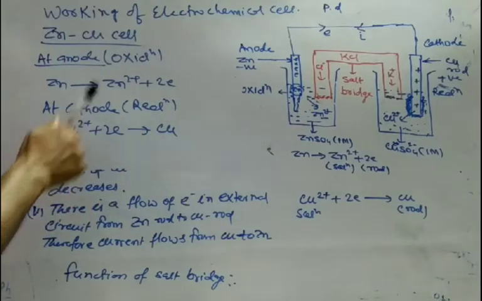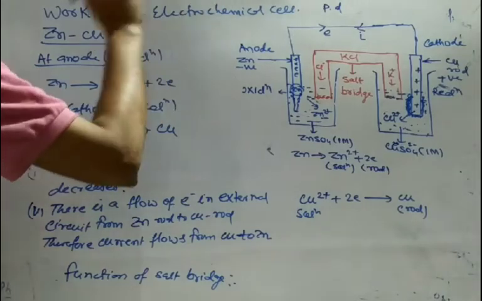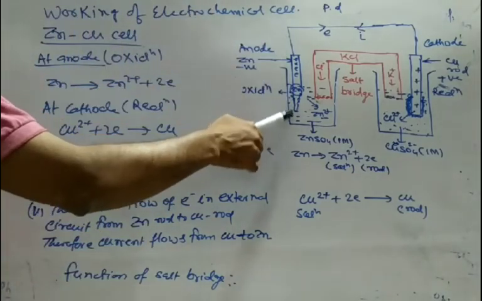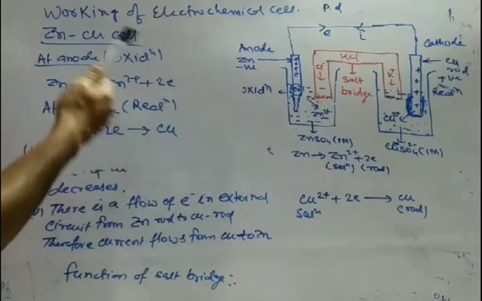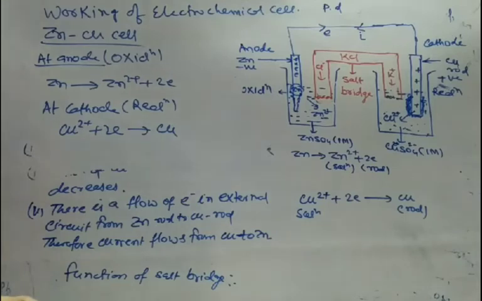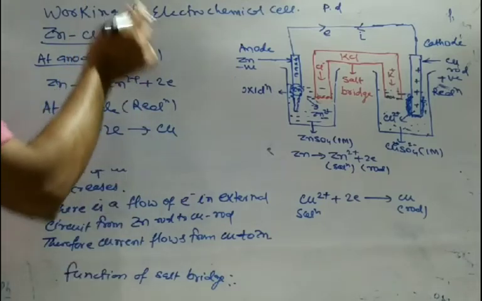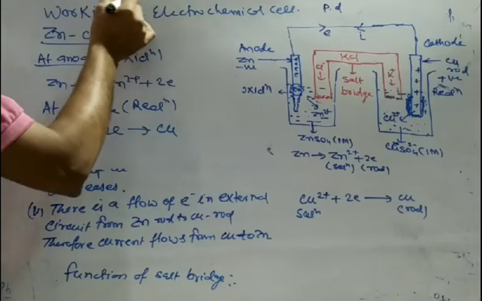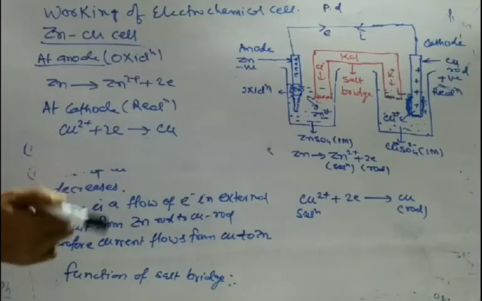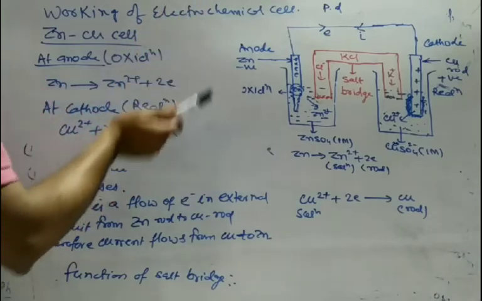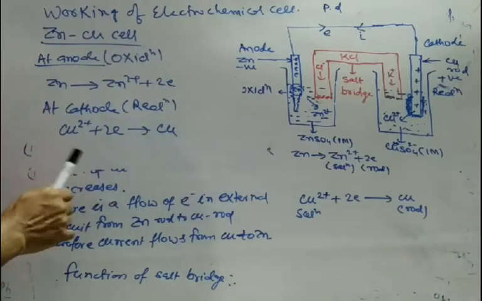On the other hand, Zn has more tendency to lose electrons as compared to copper. That's why when zinc is dipped in the solution of ZnSO4, it loses electrons. And when copper is dipped in the solution of CuSO4, Cu2+ ion gains electrons, because Cu2+ ion has higher reduction potential than Zn2+ ion. Okay, it can be determined experimentally. While zinc has higher oxidation potential as compared to copper.